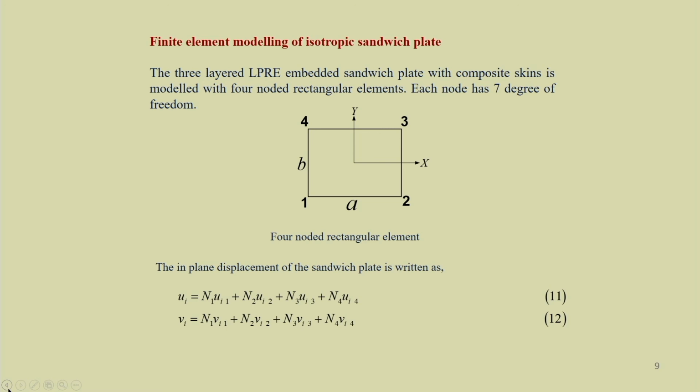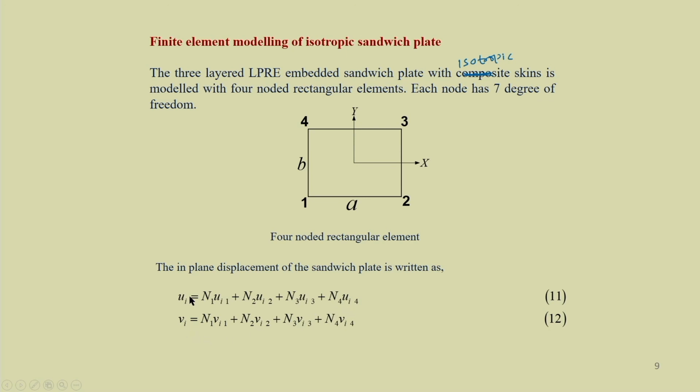So, knowing this U skin and U core, now we can go for the FEM formulation. In this FEM formulation, the 3 layered LPRE embedded sandwich plate with isotropic skin can be modeled. So, let us take this isotropic skin, modeled with a 4 noded rectangular element. Each node has 7 degrees of freedom, and the in plane displacement of the sandwich plate is given by u I equal to N1 u1 I plus N2 u2 I plus N3 u3 I plus N4 u4 I.